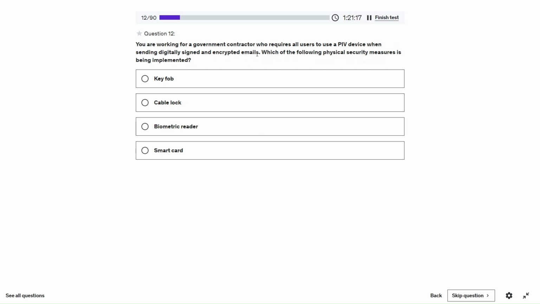You are working for a government contractor who requires all users to use a PIV device when sending digitally signed and encrypted emails. Which of the following physical security measures is being implemented? Okay, you can sign the email digitally. You can only sign and encrypt the emails with a physical device, a smart card, because a smart card always contains, in the form of RFID, the PIN code.